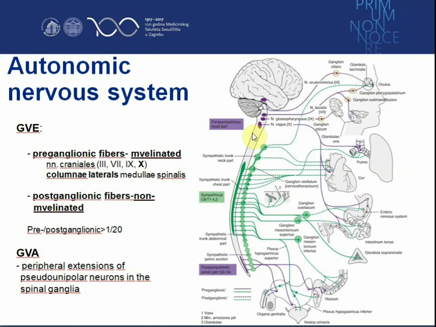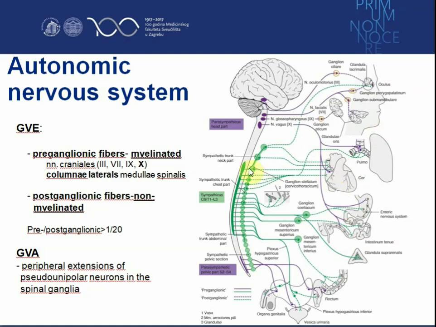On the other hand, the predominant effects of the parasympathetic nervous system, which is shown in violet, are to stimulate the contraction of the smooth muscles and motility of the organs, as well as the secretion of digestive and salivary glands. And by acting on the conductive system of the heart, the parasympathetic nerves slow down the heart rate.